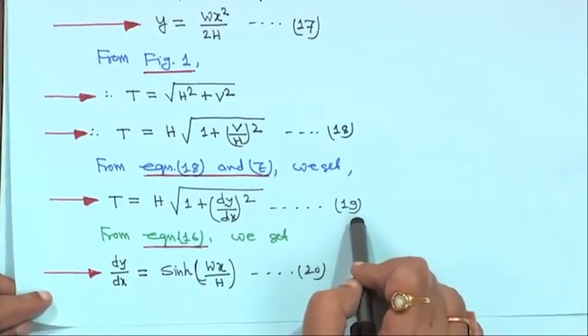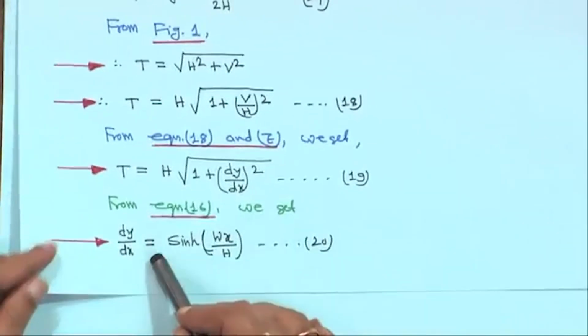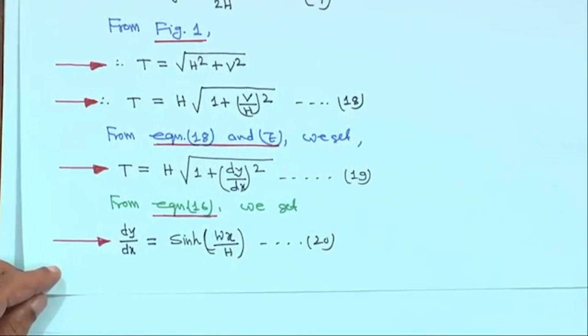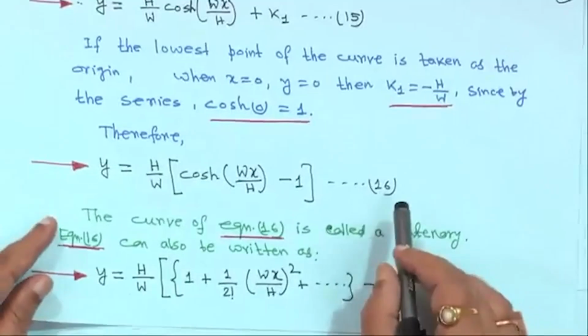So from equation 16 we get that dy upon dx is equal to sinh(wx/h). That means, this is your equation 16.